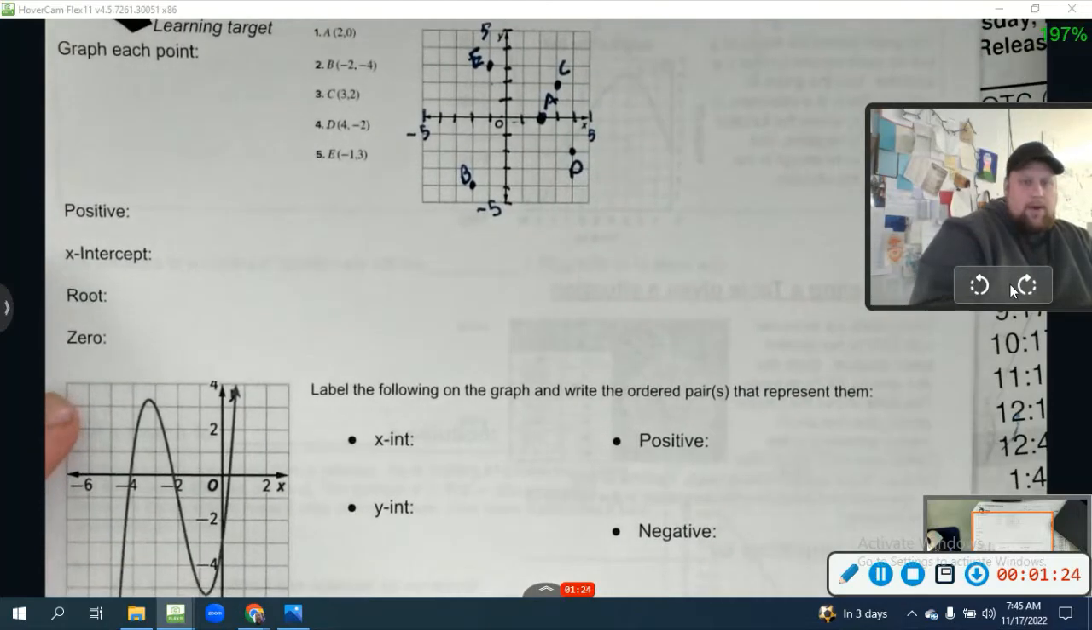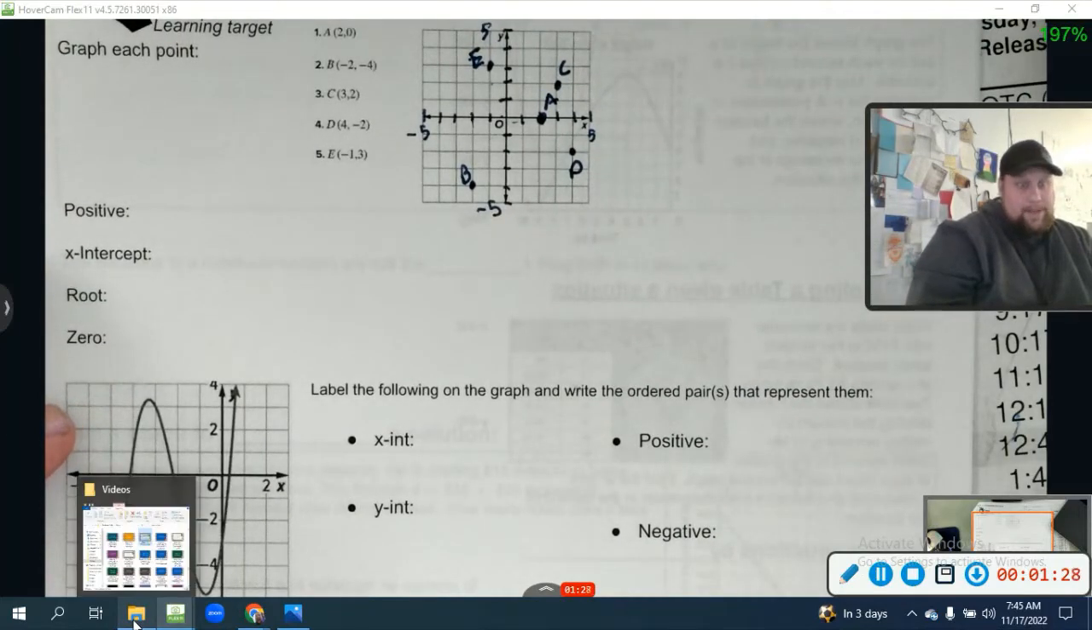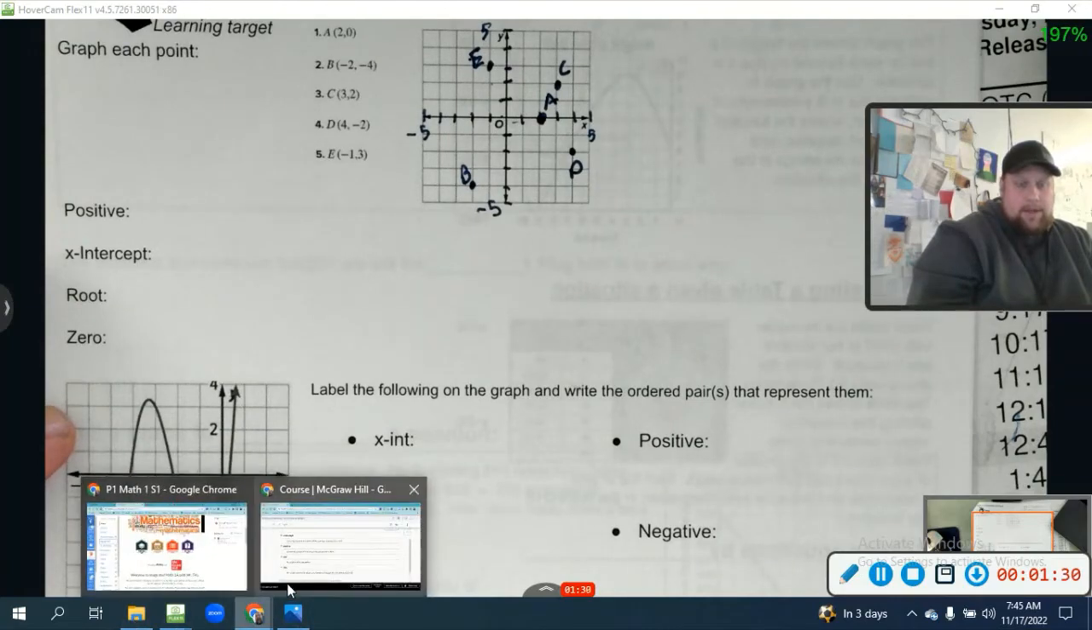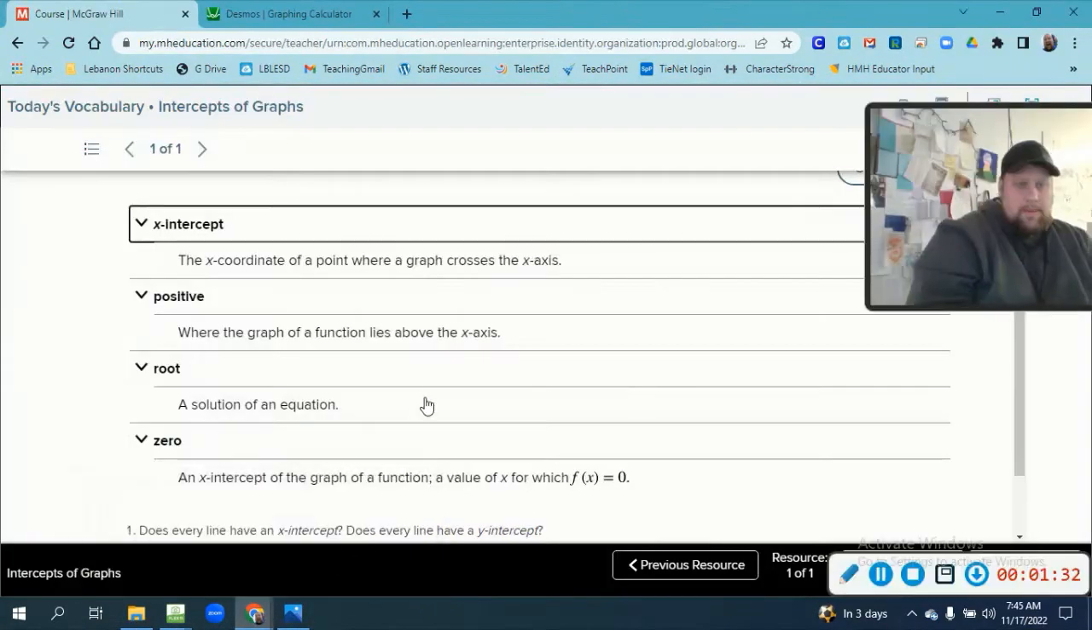Okay, you got a minute? Go ahead. Let's look at our vocabulary. Believe it or not, 3 of them are basically the same thing. So let's talk about that. X-intercept is the x-coordinate of a point where a graph crosses the x-axis. Your positive is where the graph of the function lies above the axis, and we're not going to put it, but the negative is where the function lies below the x-axis, right?